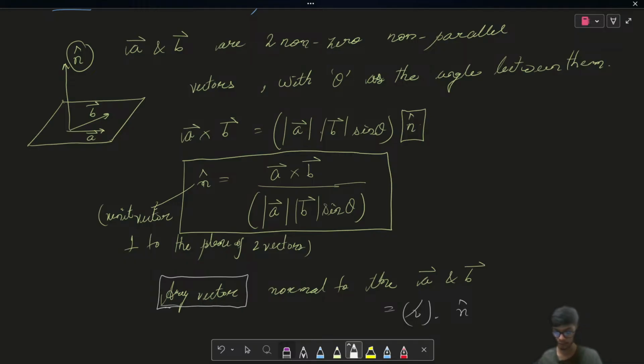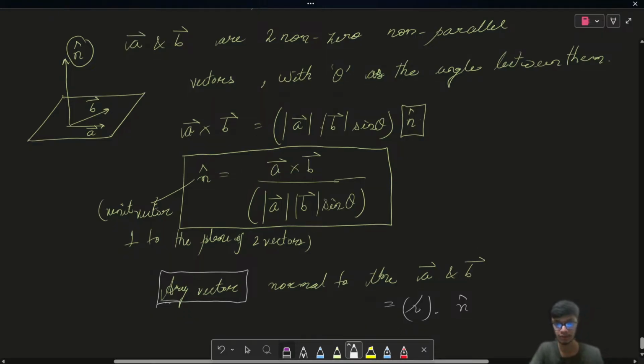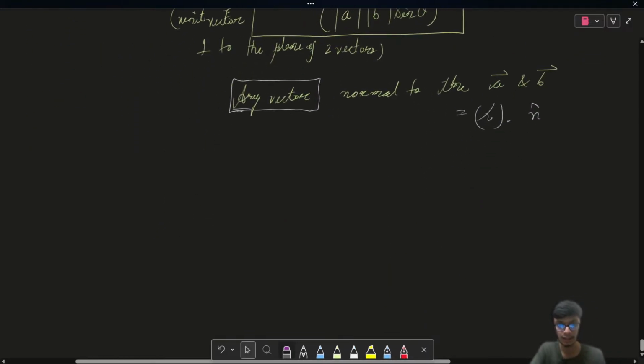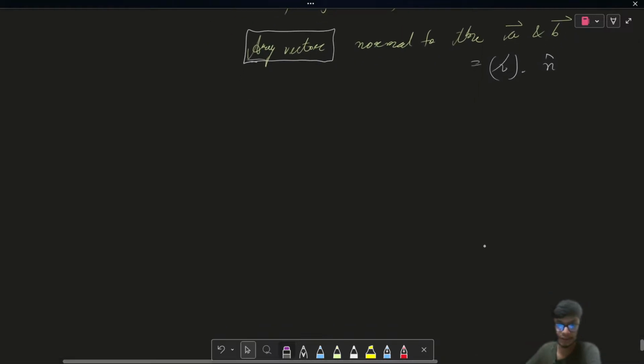Let's try to solve some questions on the following concepts. The questions I'm going to take are from previous year JEE Advanced and JEE Mains problems. They are very standard questions which everyone should practice in order to have a good understanding.